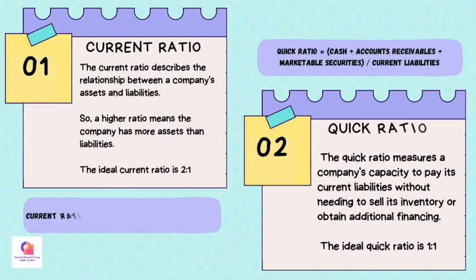Current ratio. The easiest liquidity ratio to calculate and understand is the current ratio. In a company's balance sheet, the line items for current assets and current liabilities are simple to locate. The current ratio is calculated by dividing current assets by current liabilities.